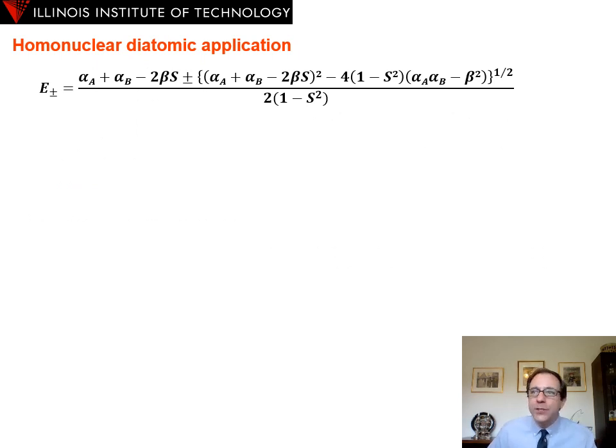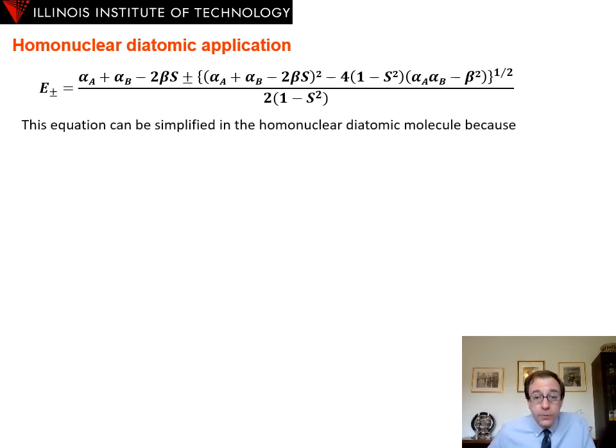So what can we do with this equation? Here's the equation we just solved. We can solve it as a homonuclear diatomic molecule. So what happens if we do that? Well, in a homonuclear diatomic molecule, this equation can be simplified because we only have one value of alpha. That is, since each of the atomic orbitals that we're mixing in a homonuclear diatomic molecule is the same as the other one, the energy of alpha A is the same as the energy of alpha B. So we'll just drop the subscript and call it alpha.